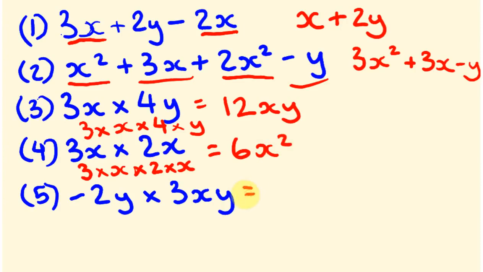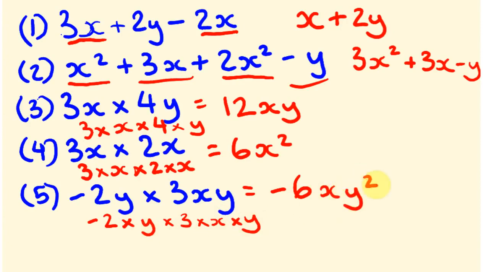And last of all, we have this minus 2y times 3xy. So again, first off, I'll write them all out. Minus 2 times y times 3 times x times y. First we multiply these coefficients, these numbers. So minus 2 times 3 is minus 6. Hopefully you got the minus 6 there, yeah? That's a bit of a trick there. And we've got 1x, so I'm going to put that down. And we have y times y, so we have y squared.